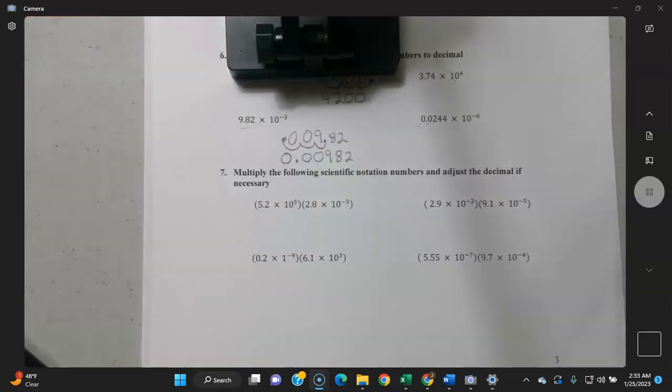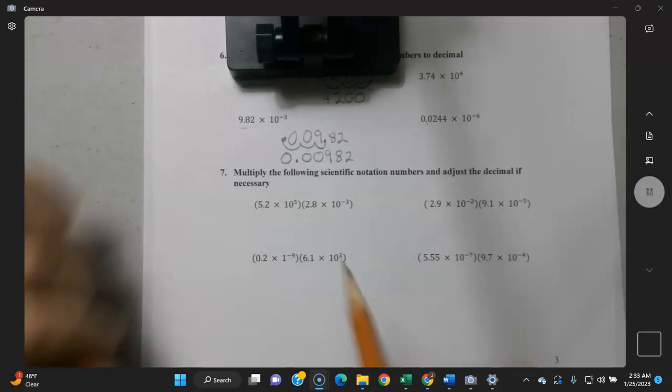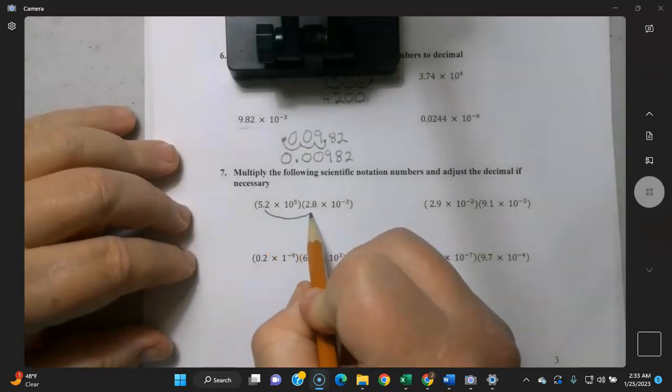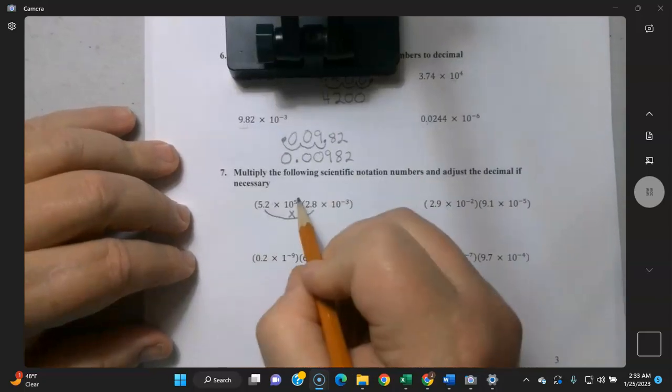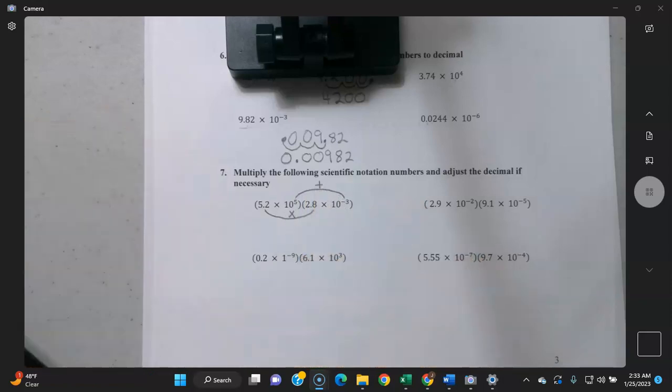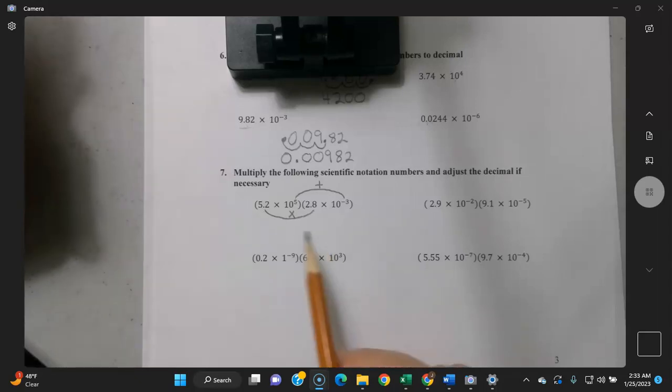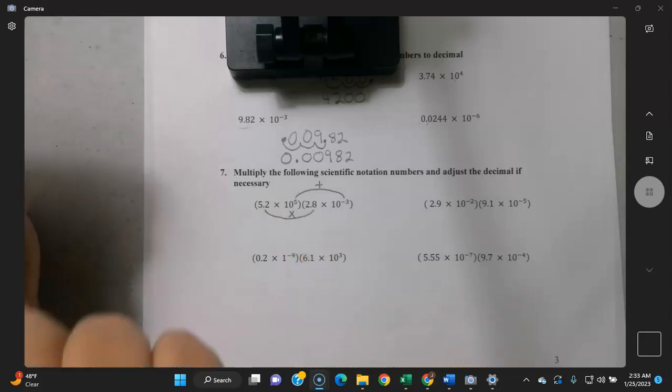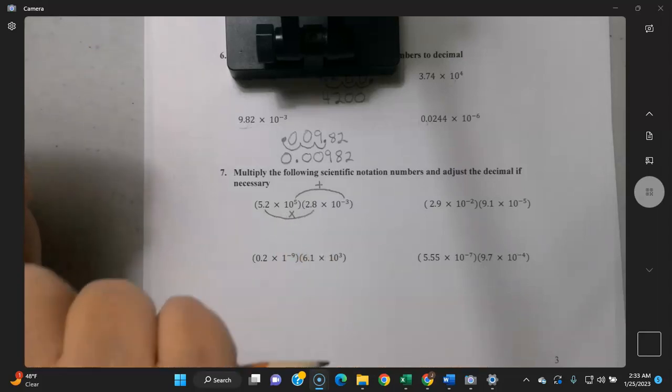All right. Now we're going to do multiplication of scientific notation. And the rule for this is the coefficients you multiply, times sign. The exponents you add. So just go ahead and write those arrows like that, those lines, and those plus and times signs to keep it straight, okay? All right. So here we go. So 5.2 times 2.8 is going to give us, and you can just do this on your calculator.